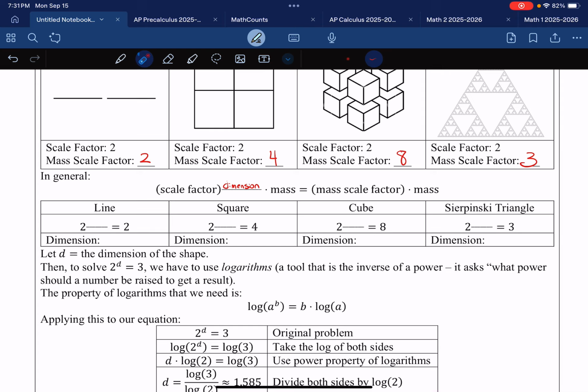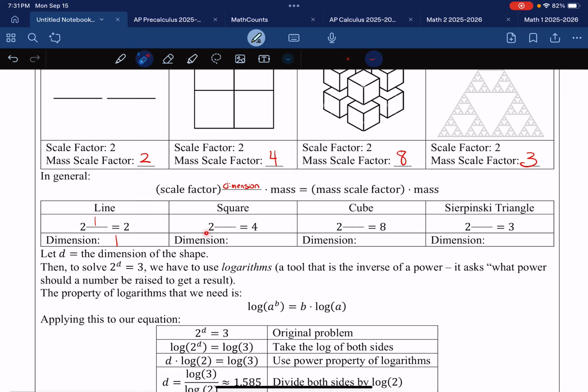So my question is, what power does 2 need to be raised to in order to get 2? And hopefully you know that 2 to the power of 1 is 2. Therefore, if I'm using my equation up here, I'm trying to figure out what dimension a line is in. Well, because I raised it to the power of 1, raising it to the power of the dimension means that the dimension is 1.